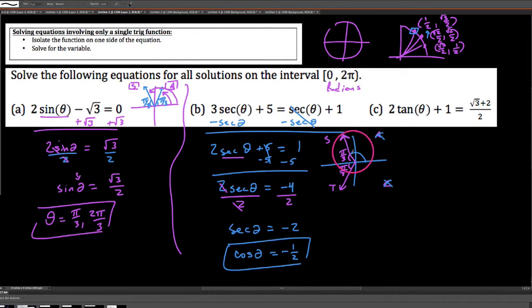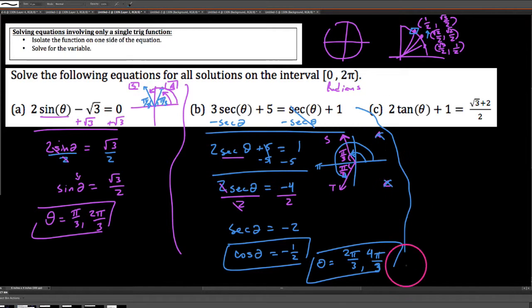So in terms of standard position angles here, looks like we get pi thirds short of pi. That would be a theta value of 2 pi thirds, okay? And a pi thirds past pi, or 3 pi thirds there, would be 4 pi thirds. So here are two solutions here between 0 and 2 pi.